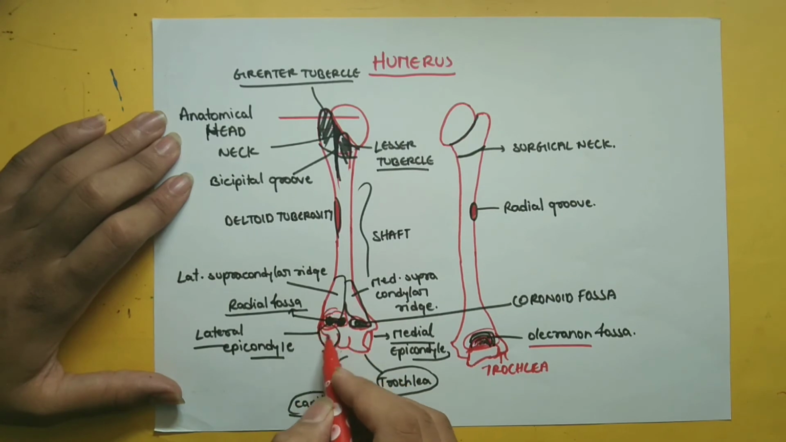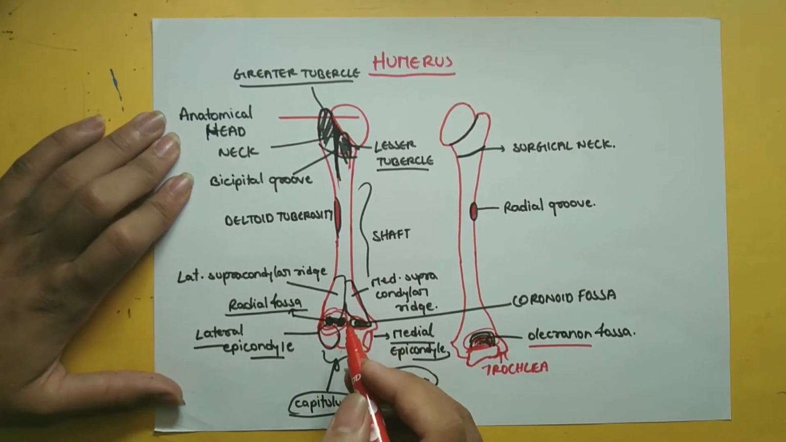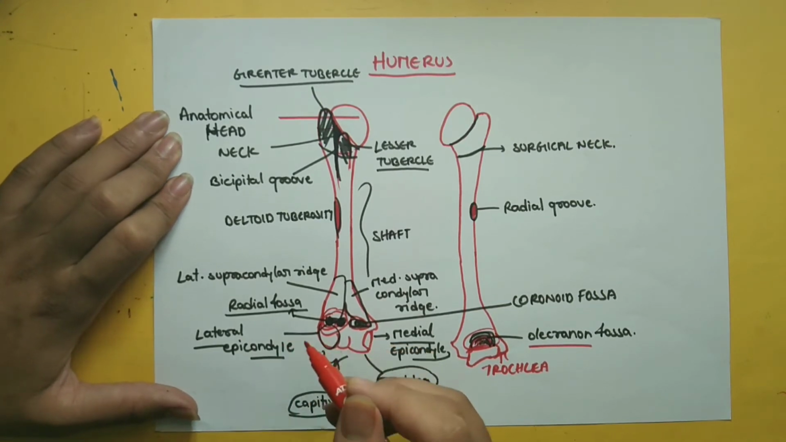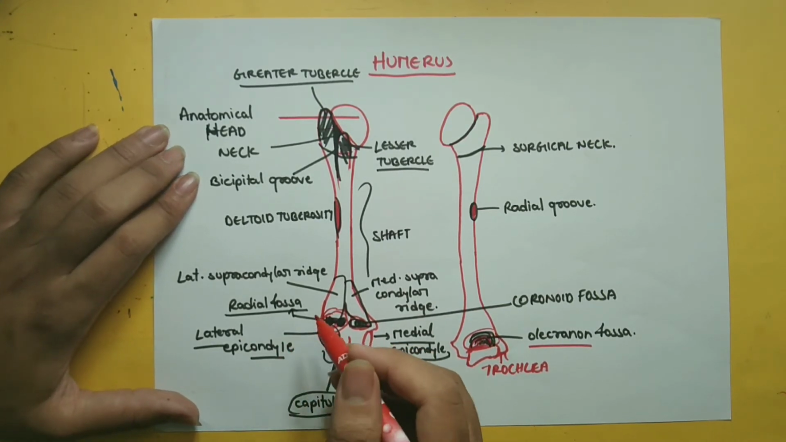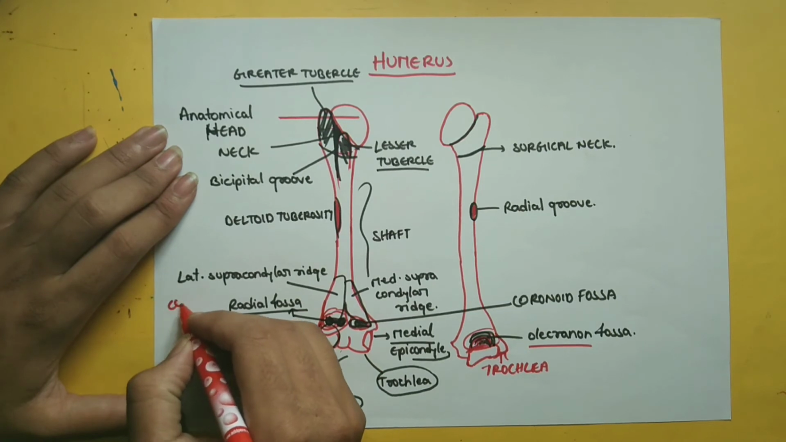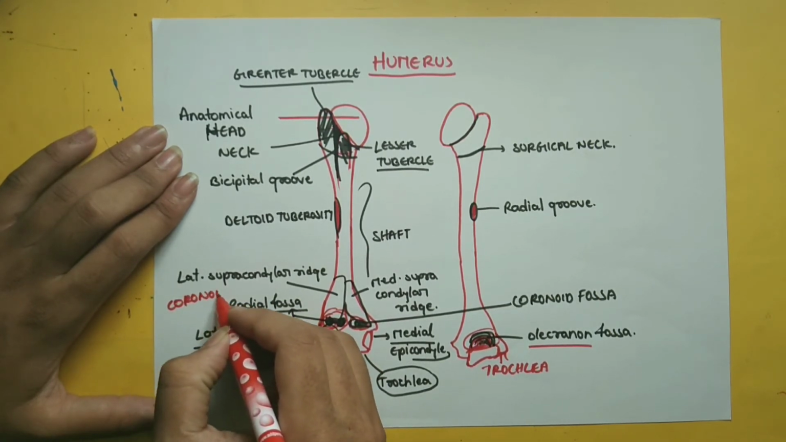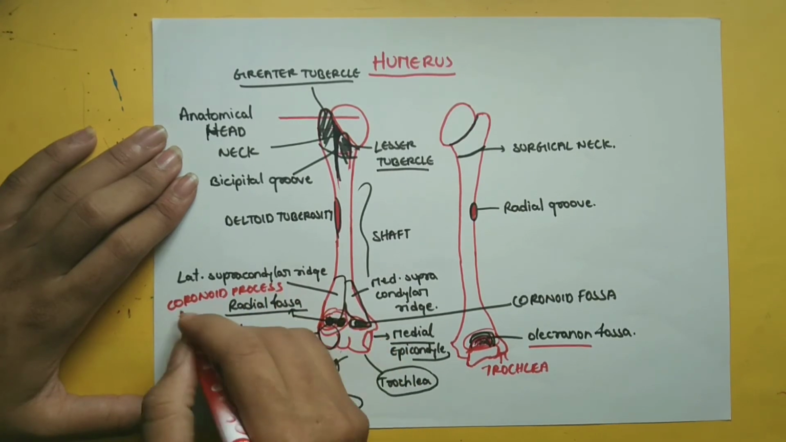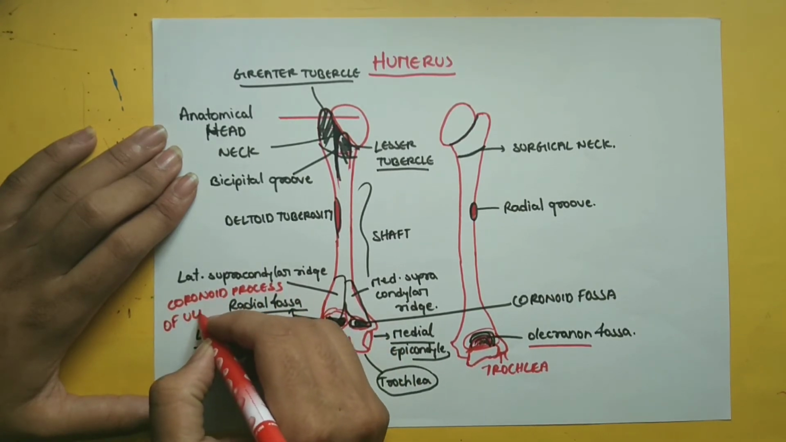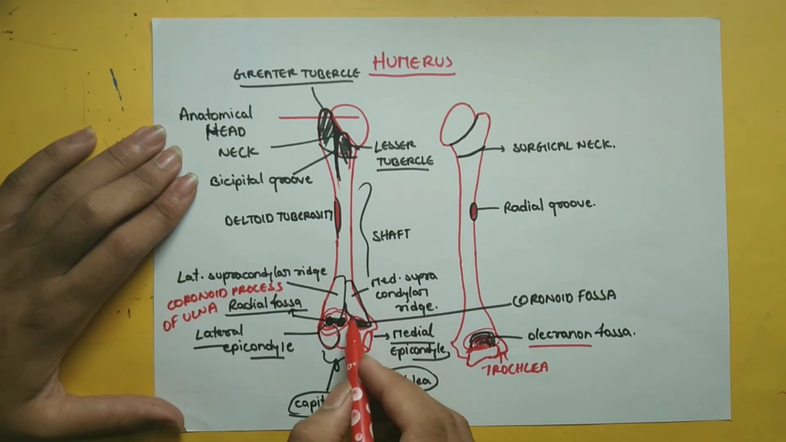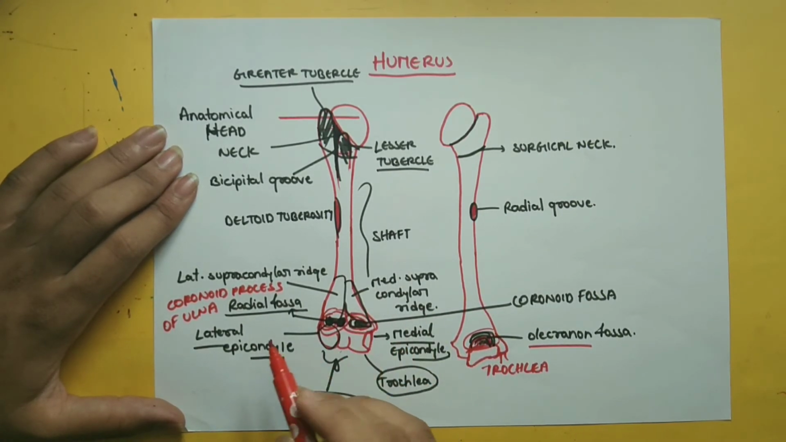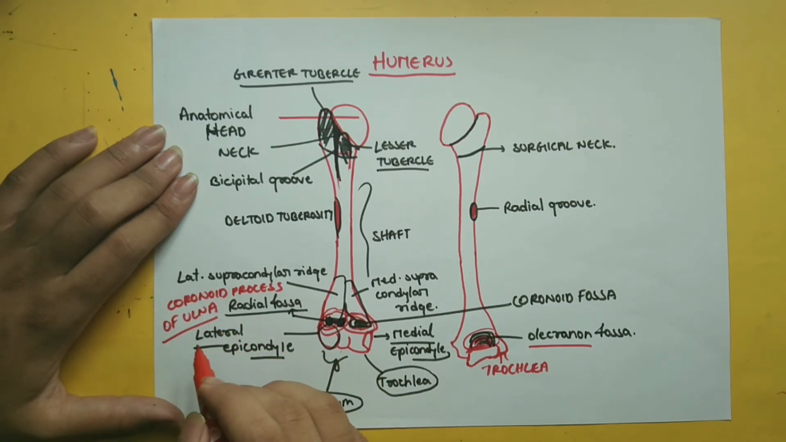So, what does this radial fossa do? This is also a depression above the trochlea, and that holds the coronoid process of the ulna. It holds the coronoid process of ulna. It goes into the coronoid fossa and the radial fossa. It holds till the full flexion of elbow.